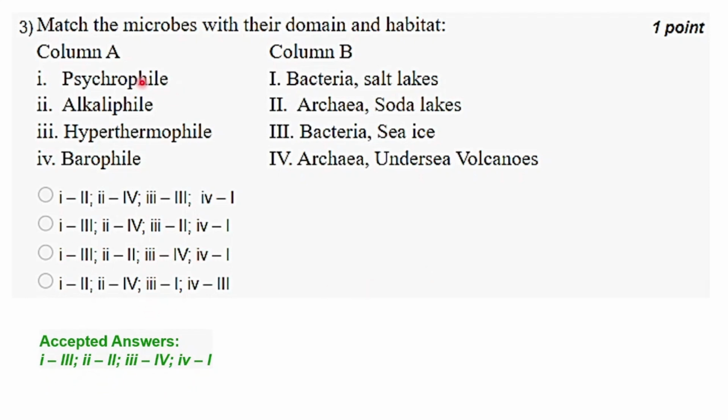So 1 will be 3, bacteria sea ice. I'll talk about all these in detail. 2 will be 2, alkalophile soda lakes. Hyperthermophile will be the undersea volcano because thermo is relevant to temperature. Barophile means it's basically pressure. We say 1 bar. Bar is a unit of pressure. So if we think along those lines, barophile is pressure. So it's basically salt lakes or bacteria.